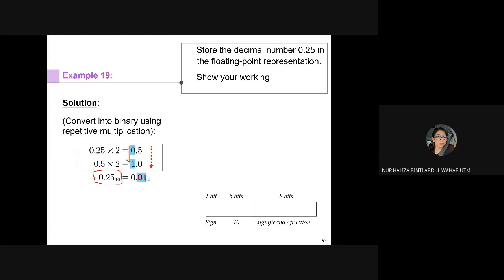I'm not going to focus in this class on how to use repetition multiplication. This one you already learned in your digital logic subject, and this is a mathematical topic. I already shared the video, please take a look back and you will see. Okay, this is easy for you to convert. So after you get this value, 0.01 times 2 to the power of 0. This is the value.